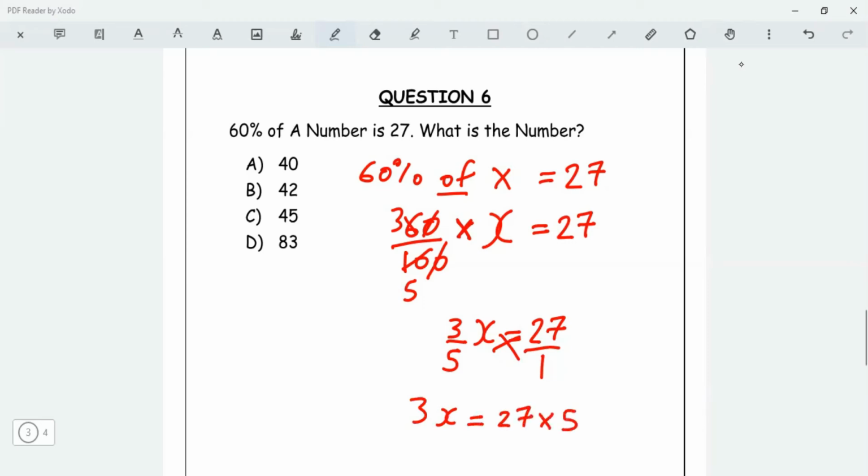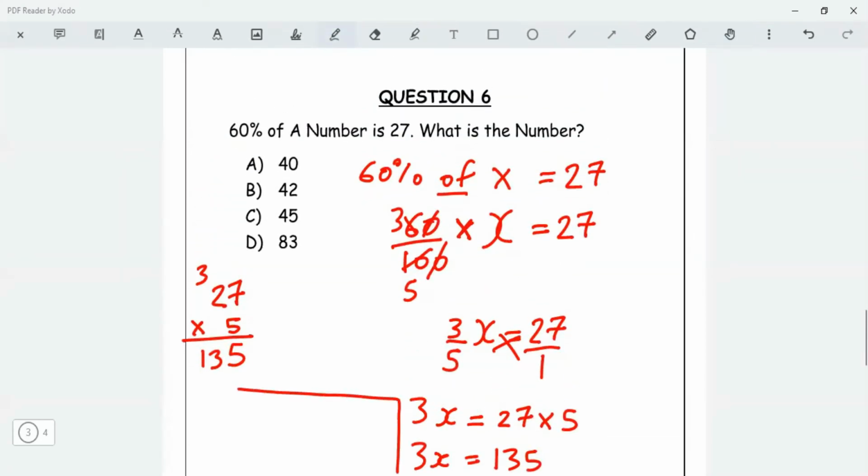Now let's work out 27 times 5 over here because we want to do it without the calculator. 5 times 7 is 35. 5 twos are 10. 10 plus 3 is 13. So what we end up getting is 3x is equal to 135. All right. So now we just need to do our division. Not enough space, so let's do the division over here. So 3x is 135. So divide both sides by 3.